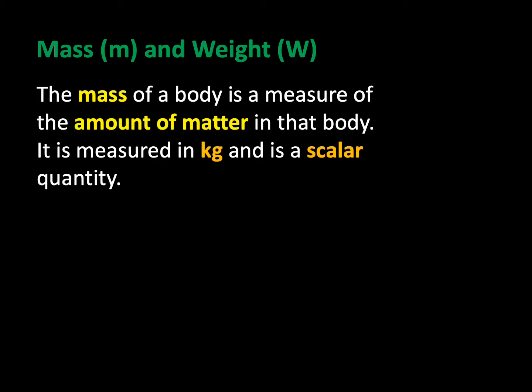Firstly, the mass. The mass of a body is a measure of the amount of matter that's in that body. It's measured in kilograms, and it's a scalar quantity, no direction. It's really just the amount of stuff that's in the body.